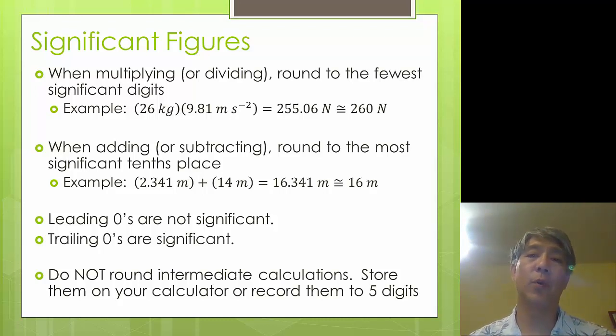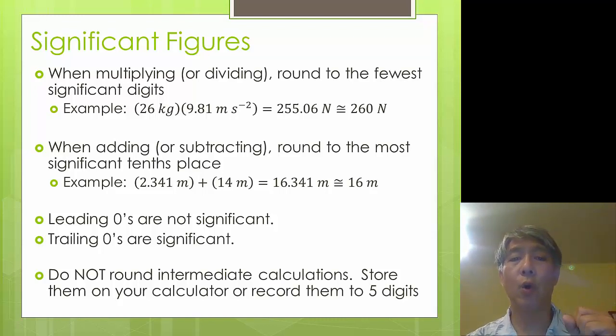So for example, I have 2.341 and I'm adding that to 14 meters. Well, if I think about it, that 341 millimeters, the other measurements, the closest I get is 14 meters. Okay, the millimeters almost are irrelevant. So that's why we round to the most significant tenths place. In this case, it's the unit place. Okay, it's the unit in the 14. So therefore, the 16.341 gets rounded off to simply 16 meters.